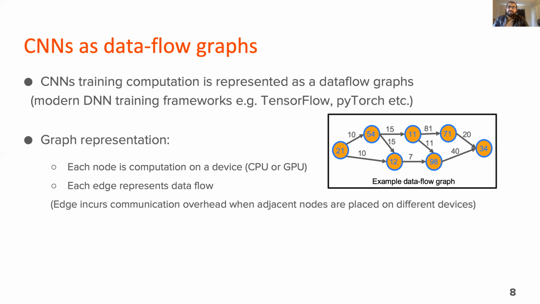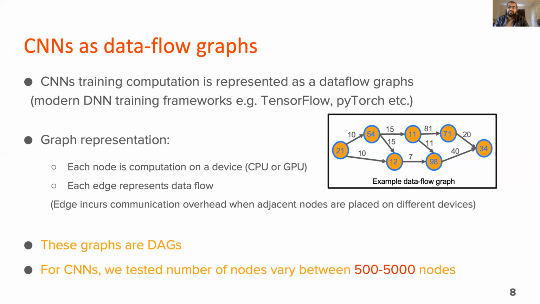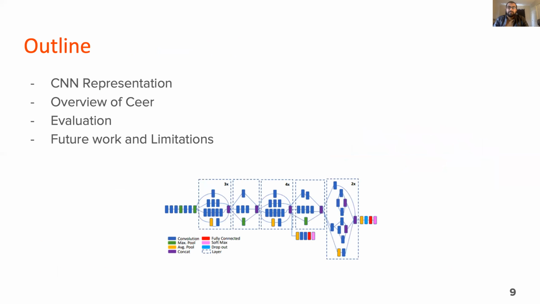These edges incur communication overhead when adjacent nodes are placed on different devices. For example, in the example graph, if the first node with 21 compute time is placed on CPU and its adjacent node with 54 is placed on GPU, communication overhead will be incurred to transfer data from CPU to GPU. These graphs are always DAGs for CNNs. Just to give an idea about the size of these graphs for the CNNs we experiment with, the graph size varies from 500 to 5,000 nodes for different CNNs.